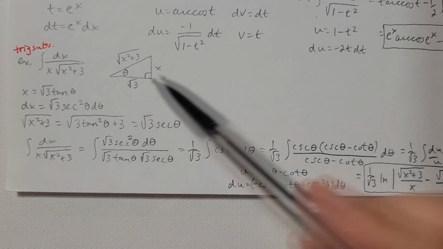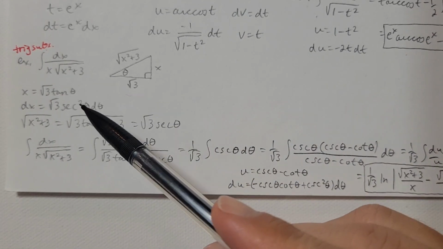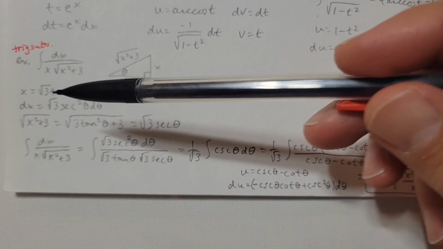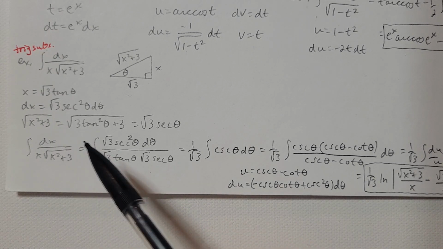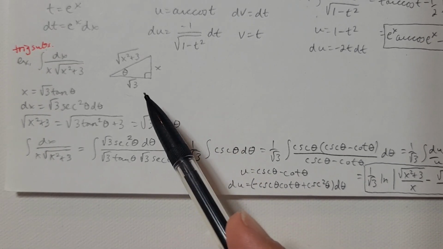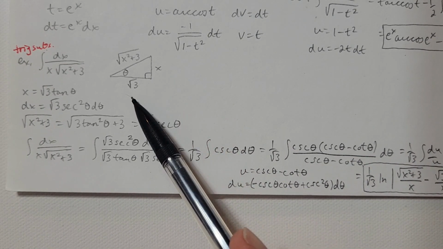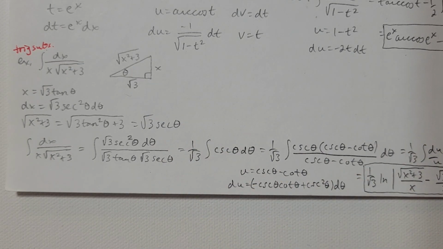The giveaway to that is the x squared plus 3, right? So x is equal to a tangent theta. Well, a squared is 3, so a would be root 3. x is equal to root 3 times tangent theta. Okay, tangent theta equals x over root 3. Tangent theta is opposite over adjacent. So in this triangle, the opposite side is x, the adjacent side is root 3. The hypotenuse of the triangle is the square root of x squared plus 3.